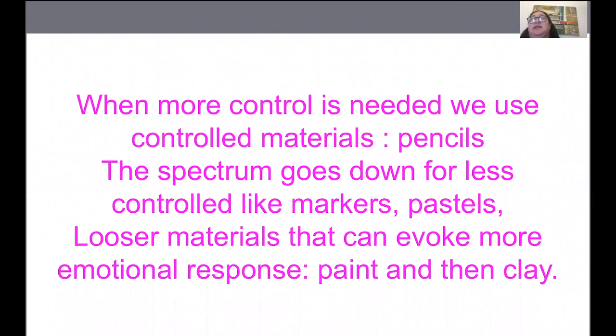Because if I'm working with a child who I know is going to react very poorly to these materials, I wouldn't present it to them because it wouldn't be safe. They wouldn't be able to handle it and they would lose control. So sometimes controlled materials are very productive in the sense that they give containment and make the kid feel safe, grounded, and in control of themselves.